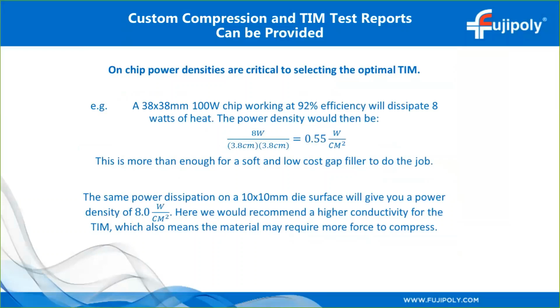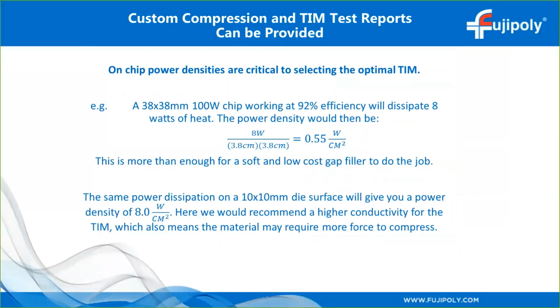So we'll look at how to calculate the power density, and that'll help you decide what kind of material and what level of conductivity you really need to be looking at. On-chip power densities are critical to selecting the optimal material. One example is a 38 by 38 millimeter 100 watt chip working at 92% efficiency will dissipate 8 watts of heat. The power density would then be the 8 watts divided by the surface area, which is equal to 0.55 watts per centimeter square.